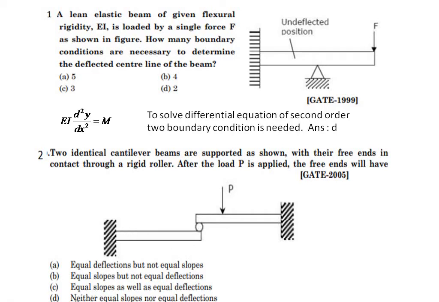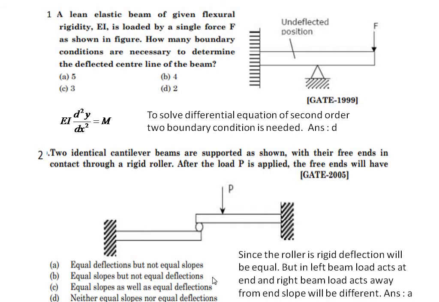So the answer should be A, that is equal deflections but not equal slopes. Since the roller is rigid, deflection will be equal, but in the left beam the load acts at the end and in the right beam the load acts away from the end, so the slope will be different. So the answer is A.